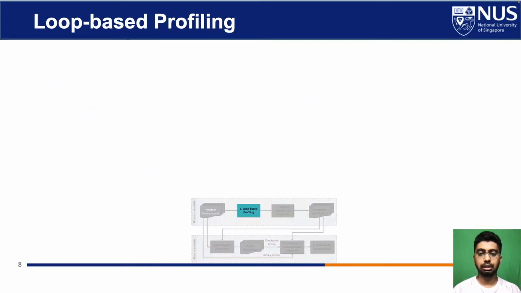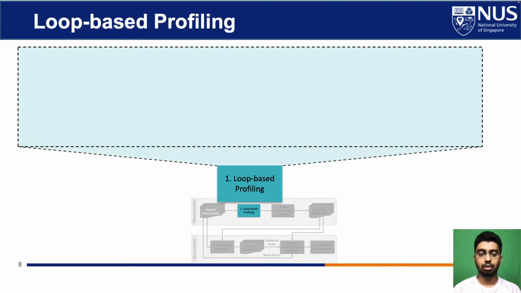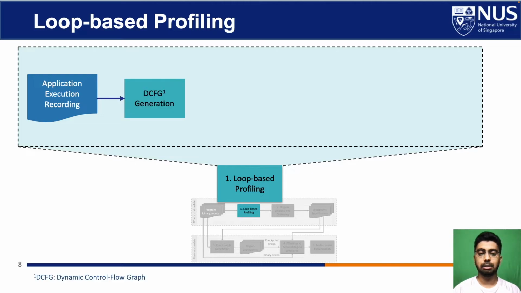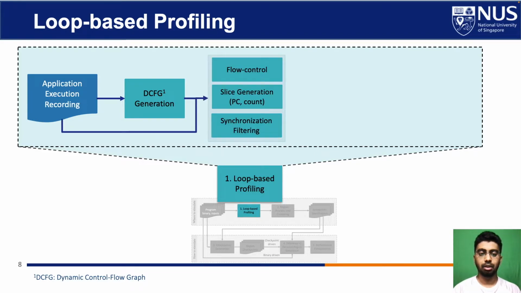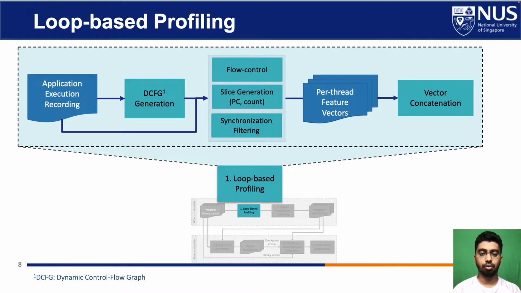At this point, we have the multi-threaded application and the corresponding inputs. Let's go deeper into loop-based profiling. We first record the execution path of the application to be reused for checkpoint generation. The next step is to generate a dynamic control flow graph or DCFG of the application run. We make use of DCFG to identify loops within the application. We use the application execution recording along with DCFG to identify slices within the application to generate BBVs. We introduce two important features in this stage: flow control and synchronization filtering. Per-thread basic block vectors are generated in this stage. The per-thread BBVs for each region are concatenated together to be taken for clustering.